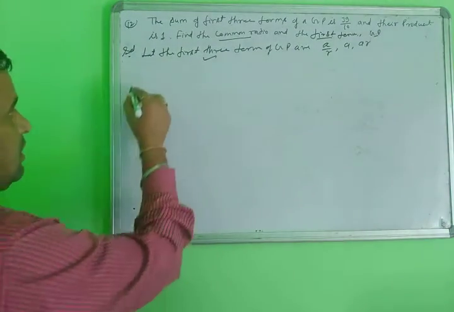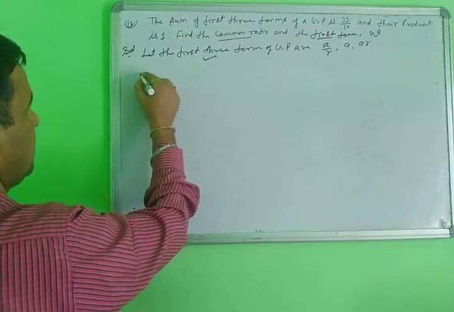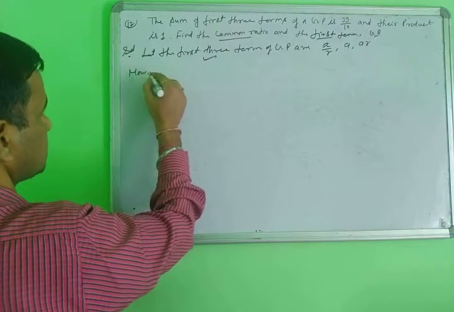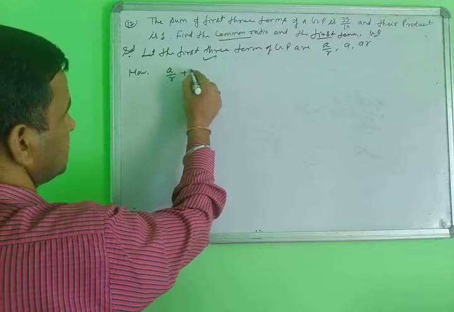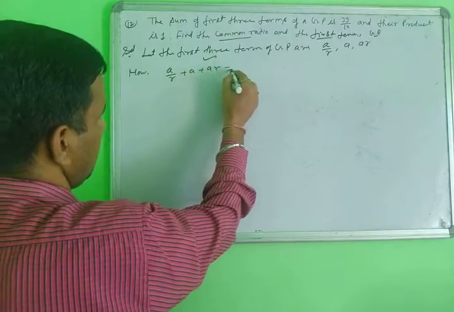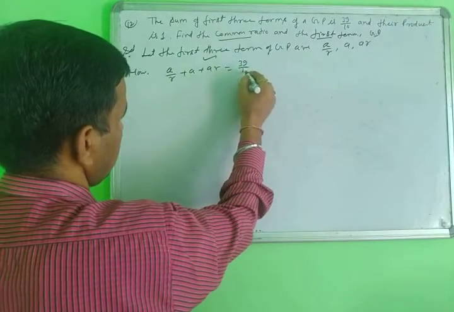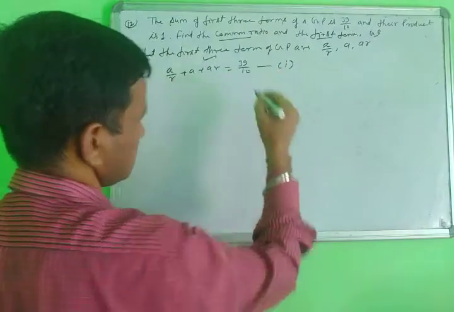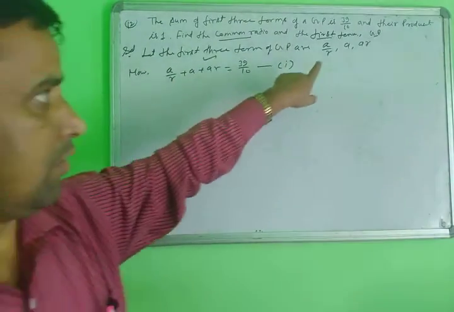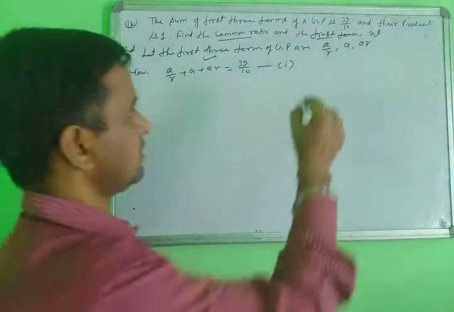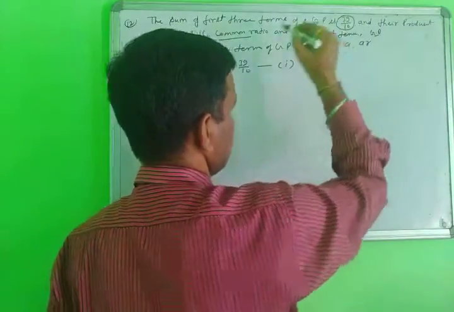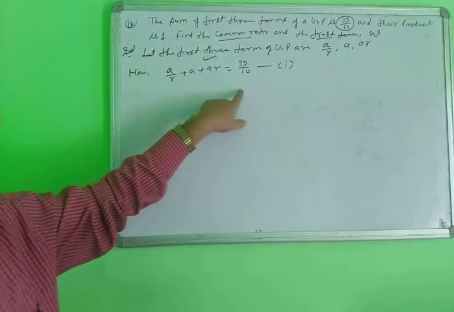So according to the question here, the sum of A upon R, A, and AR is 39/10. This is equation first. It means the sum of three terms: first term, second term, third term. The sum you are given is 39/10. This is the given. This is equation first.